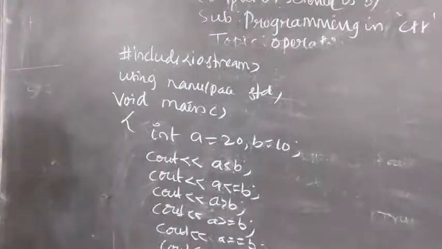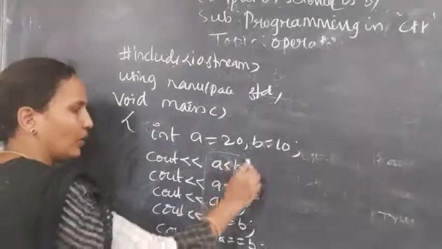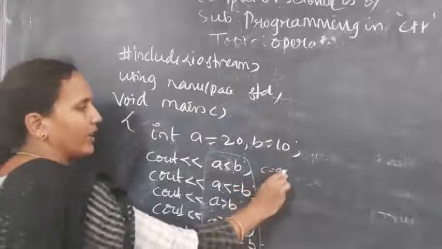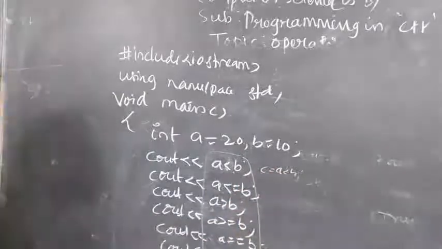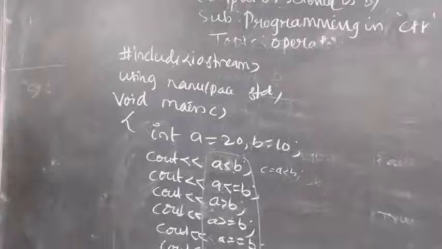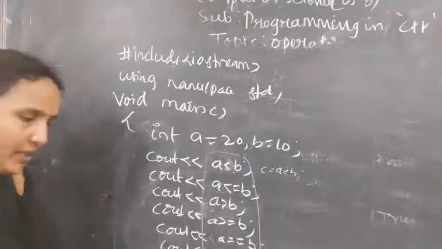If you are getting any error here, you take one more variable like this: C equals A less than B, and you print C. Like that also you can write. You take a screenshot of this. We'll discuss logical operators.